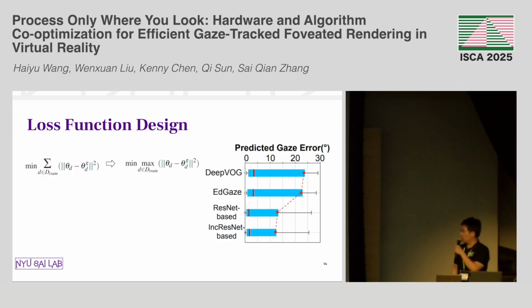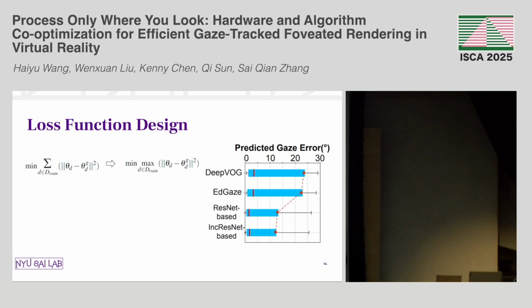And the other novelty of this paper is the loss function design. Most of the prior work tries to train this neural network by minimizing the average gaze tracking error, which is denoted by the summation of theta d and theta d ground truths here. We evaluated multiple baselines, and indeed they can achieve much smaller average gaze tracking error.